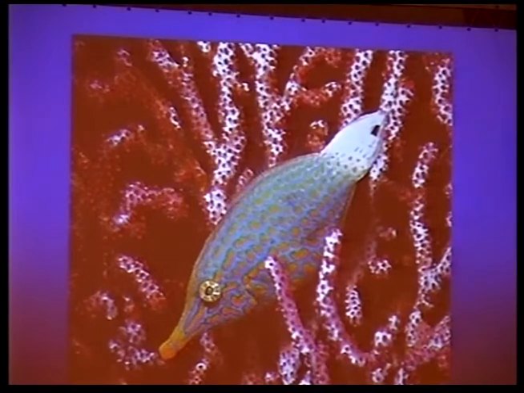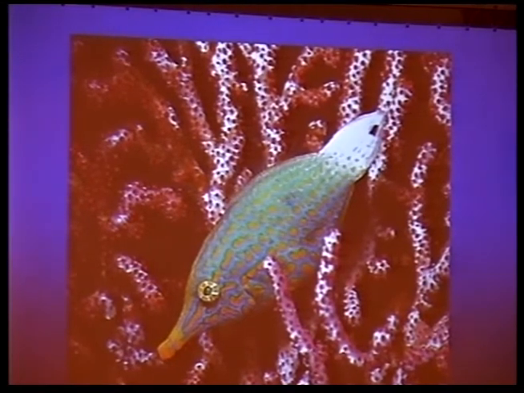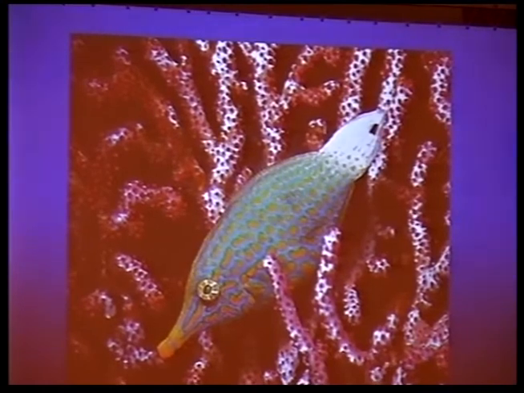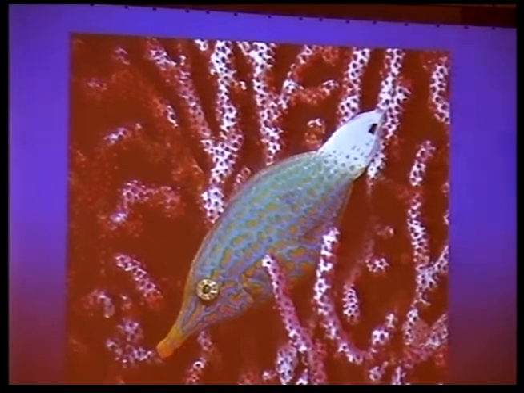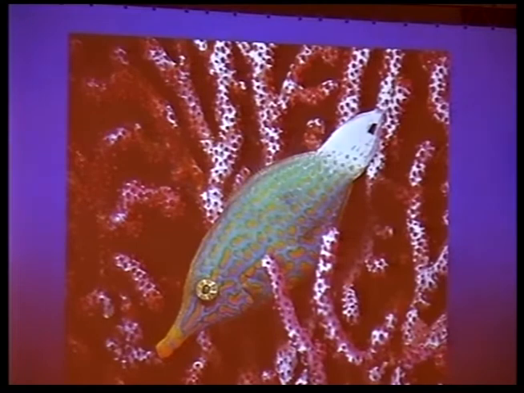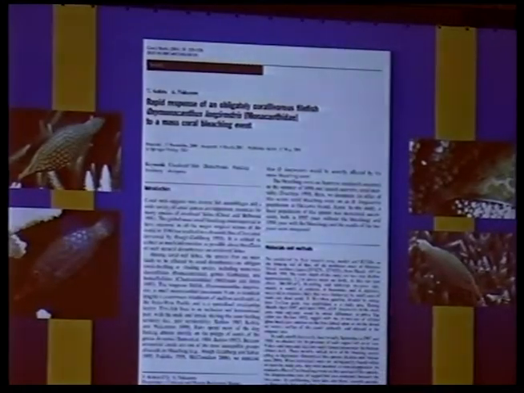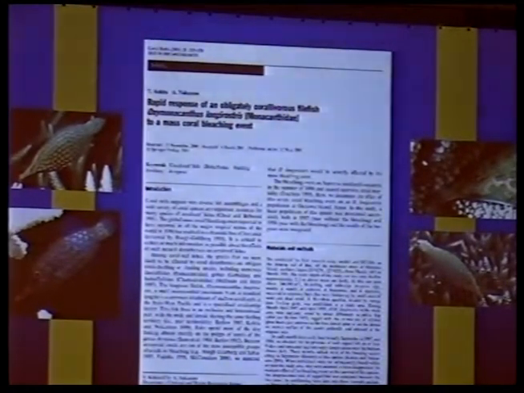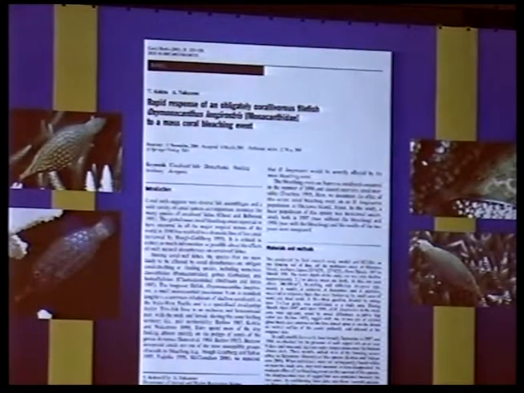Okay, so how does this affect the reef fish, the fish on these reefs? Well, some fish are very specialized, some are more general. This is a very specialized fish. It's a corallivorous filefish that feeds on corals, lives among corals, and if you see the photo up to the right, you can see how specialized it is to move among these branching corals and feed on the coral polyps.